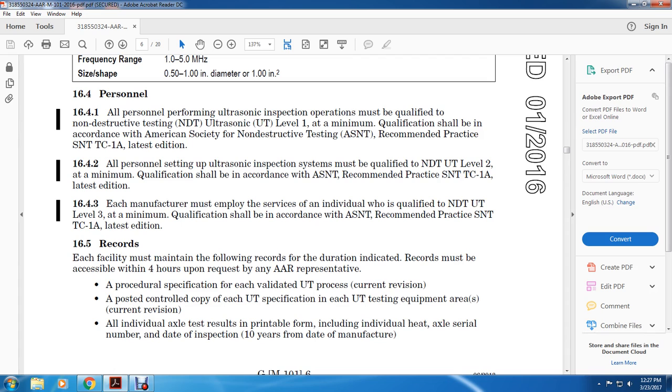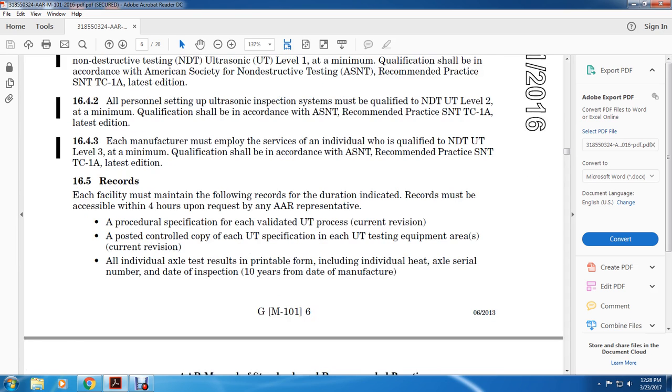16.5 Records. Each facility must maintain the following records for the durations indicated. The records must be accessible within 4 hours upon request by the Association of American Railroads representative. The procedural specification for each validated ultrasonic test process, current revision, and a posted controlled copy of the ultrasonic test specification, ultrasonic test equipment areas, and current revisions. All individual axle test results in printable form. Individual heat, axle serial number, and date of inspection, kept 10 years from the date of manufacture.